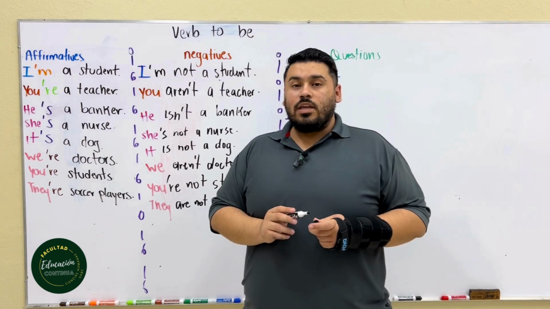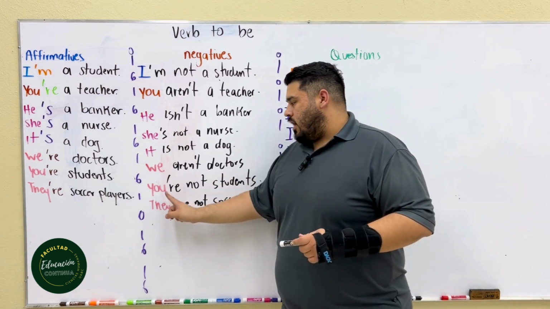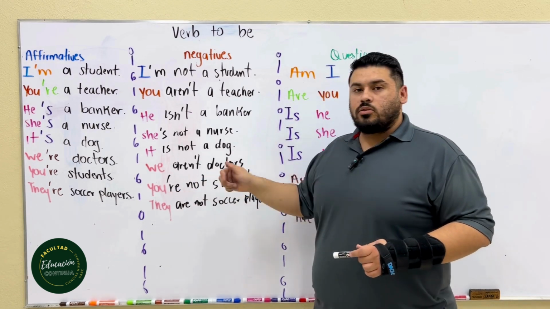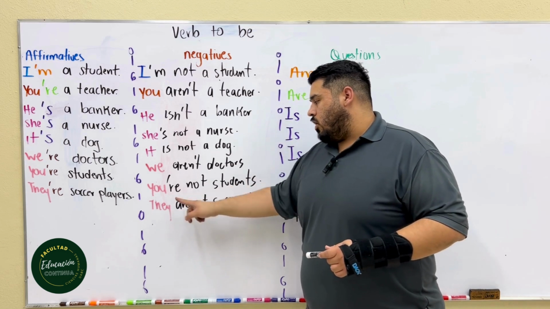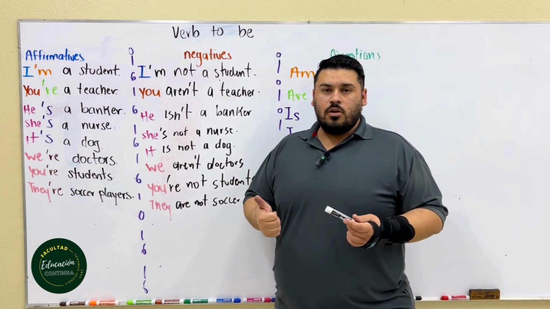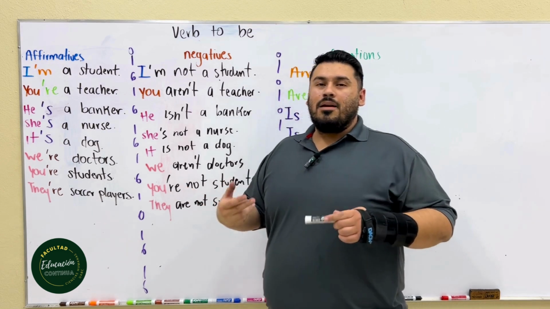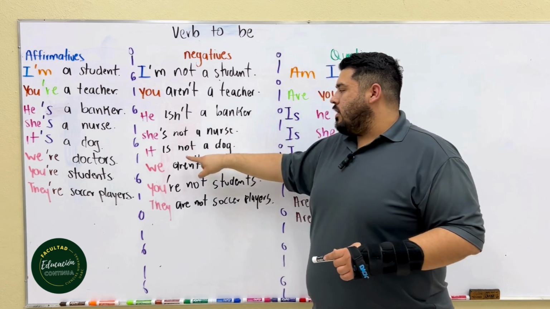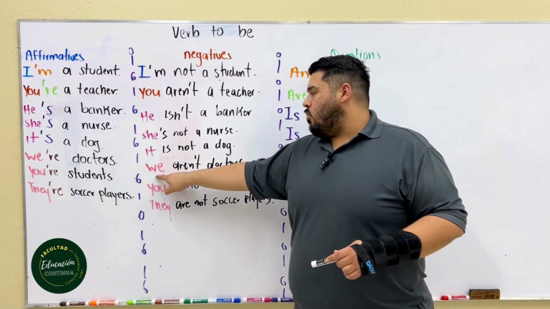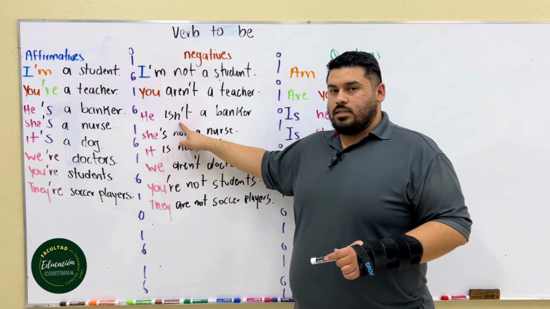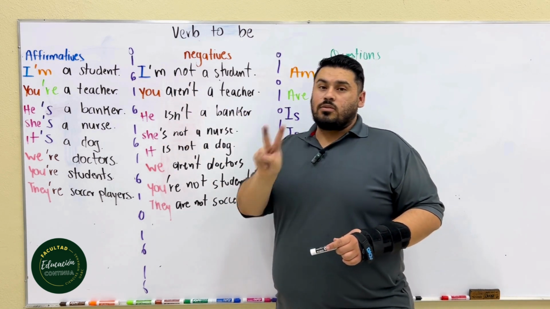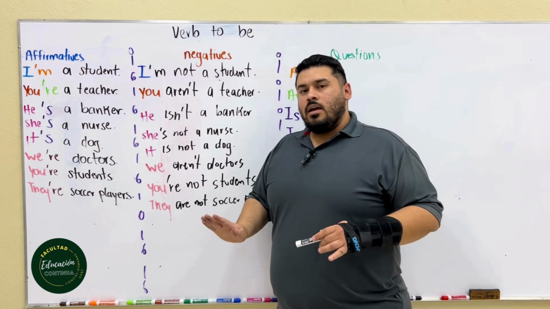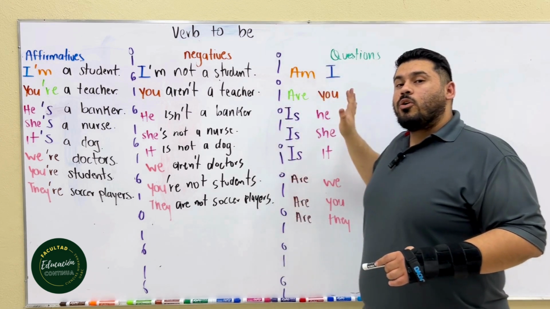Okay? So we have different ways to write it down. You can say, you aren't doctors, that's good. You are not doctors, that's good. You are not doctors, that's good too. Okay, so we have different ways to write it down. But the easiest way to write it down or to say it in the speaking way is going to be the contracted way. Okay, we aren't. He isn't. Okay, this one is the only one that has two options. I am not or I'm not. And that's all.